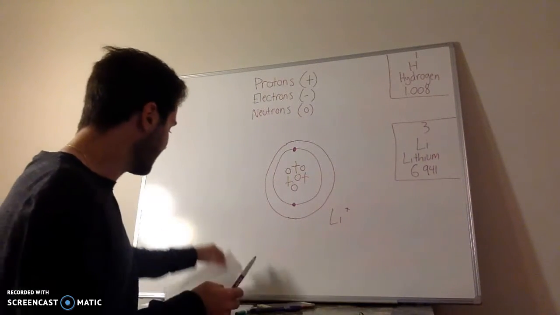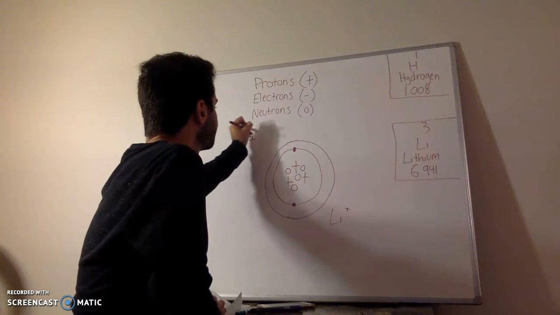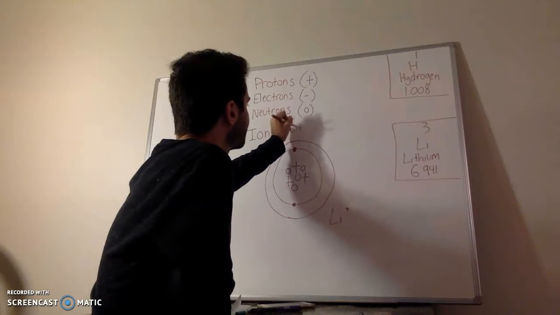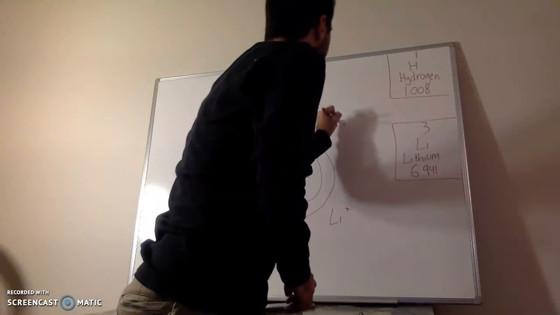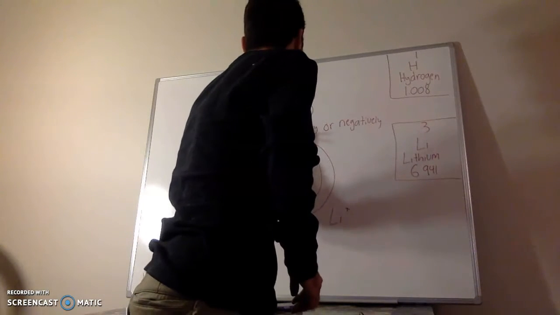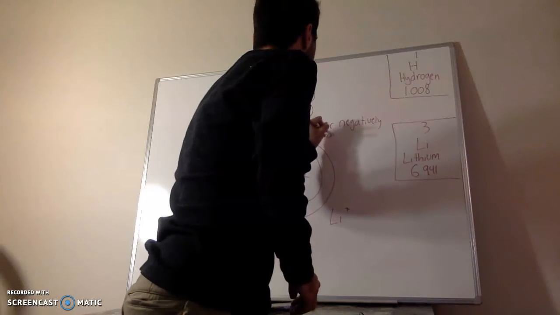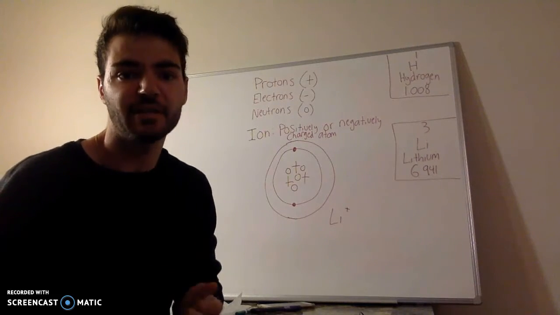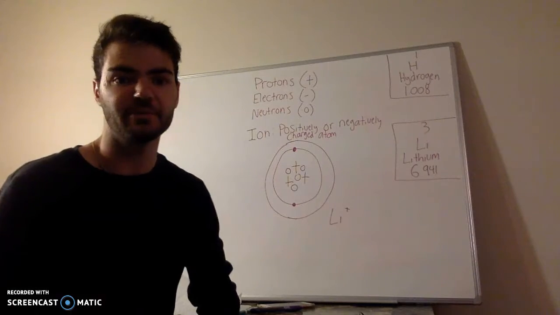And again, I want to make sure we get this written down here. Ion. This is a positively or negatively charged atom. So anytime that the amount of protons and the amount of electrons is not the same, we're going to have an ion, because they don't have an equal charge.